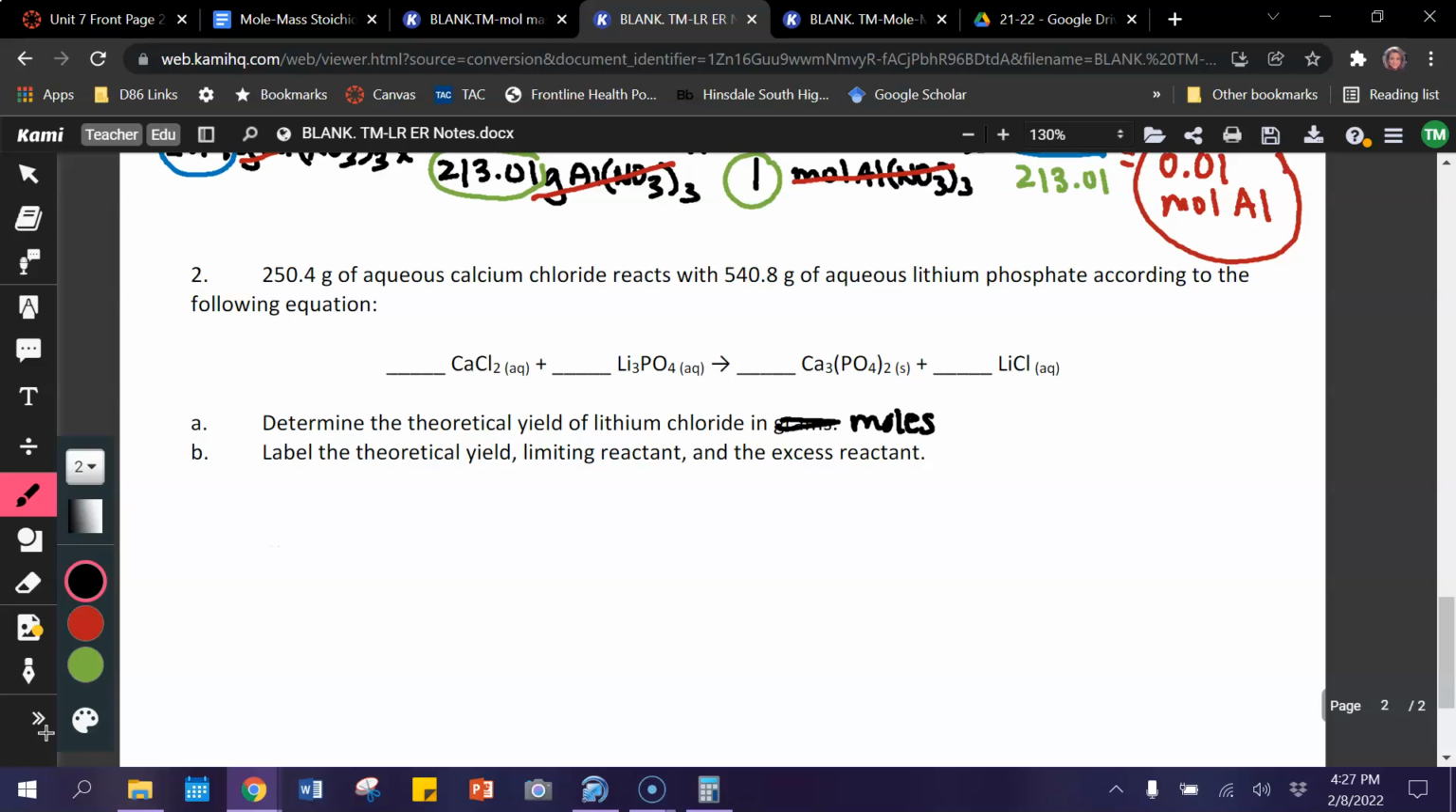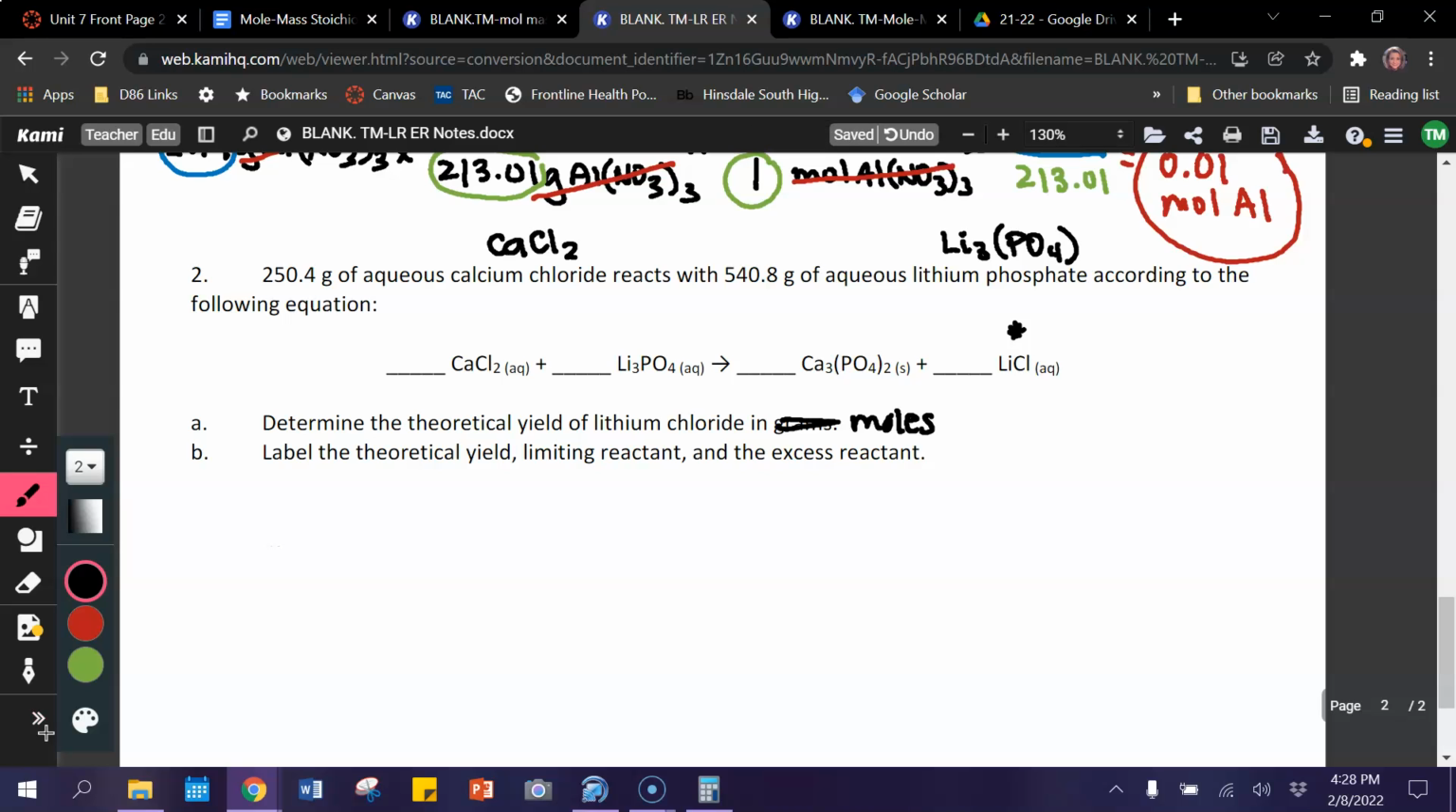So we need to figure out how much lithium chloride we have. So we're looking for how much of this product we get. And we need to, just like above, label the theoretical yield, label the limiting reactant, and also the excess reactant. So before we start with this, what I want to do is just write down the formulas for you up here. So this is CaCl2 for calcium chloride, and lithium phosphate is Li3PO4, just so that we don't get confused there.